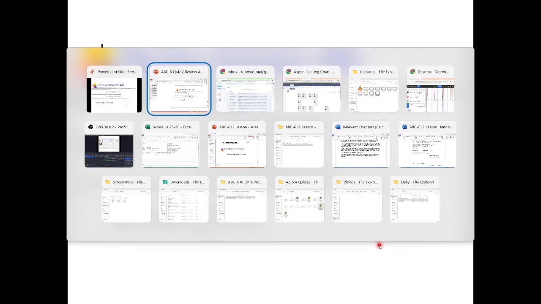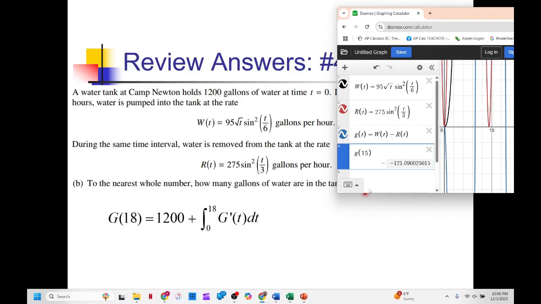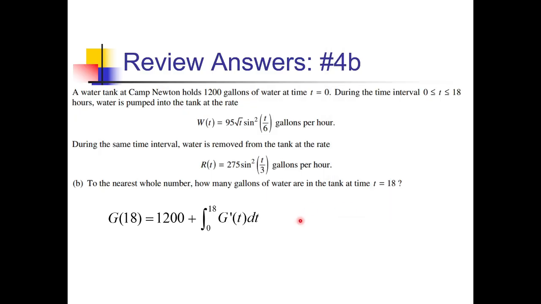Let me do all of this on the calculator now. So we don't need G of 15 anymore. What I'm going to do, we're going to do 1,200 plus integral 0 to 18, and then instead of G prime, I had this in here as G, so G of t on here, dt. And if we round to the nearest gallon, that's 1,310 gallons.